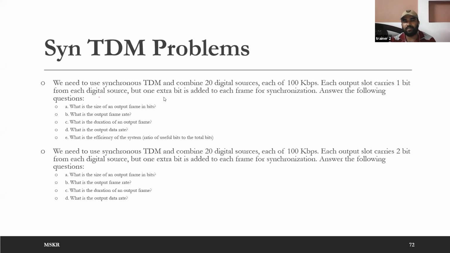Normally the bit rate will be greater than or equal to the frame rate, depending on how many bits are in the frame. If there is one bit in each frame, the bit rate is equal to the frame rate. If there are 10 bits in each frame, the bit rate is 10 times the frame rate. If there are 20 bits, it is 20 times the frame rate. That is the relation between frame rate and data rate.